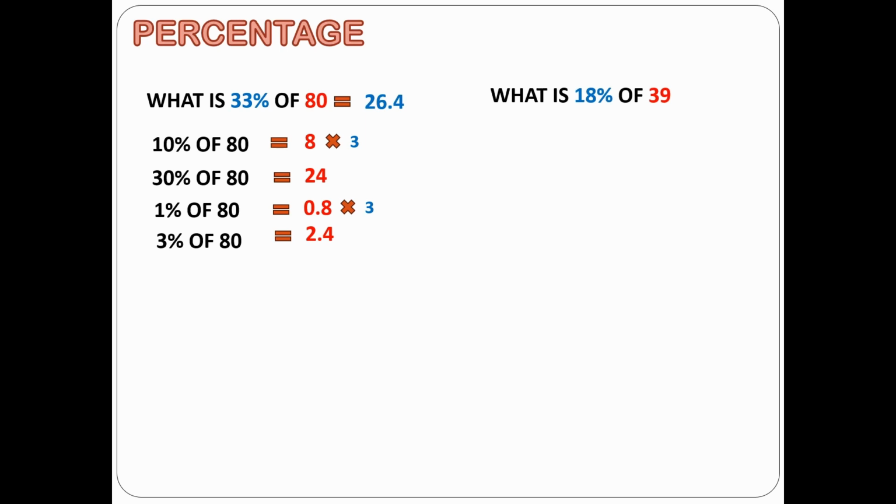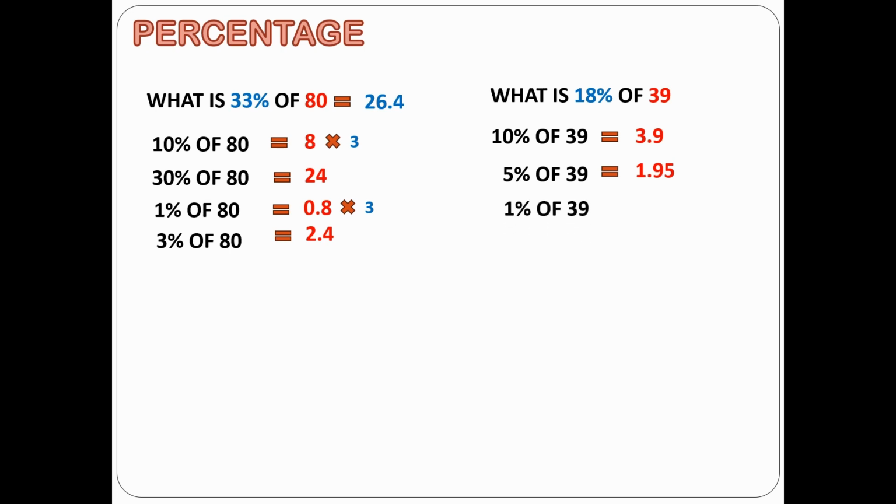Now, what is 18% of 39? Let's find the value of 10% of 39. So, 10% of 39 is 3.9. Our goal is to get a total of 18%. Next is to find the value of 5% of 39. 5% is half of 10%. So, half of 3.9 is 1.95.